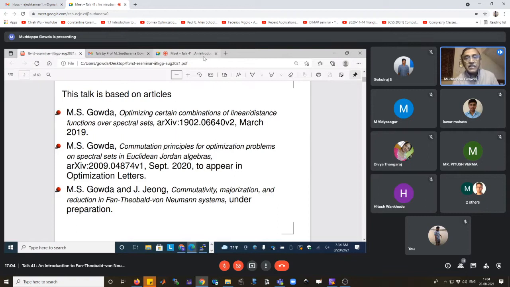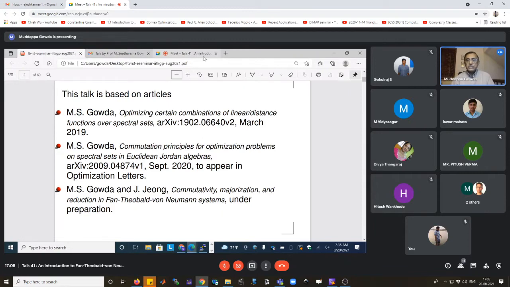The second article, Commutation Principles for Optimization Problems on Spectral Sets in Euclidean Jordan Algebras, will appear shortly in Optimization Letters. The third article is being written. It should be finished shortly. I'll post this in archives. Most of the references that I'm going to mention in my talk appear in this third paper, but they also appear in the other 2.